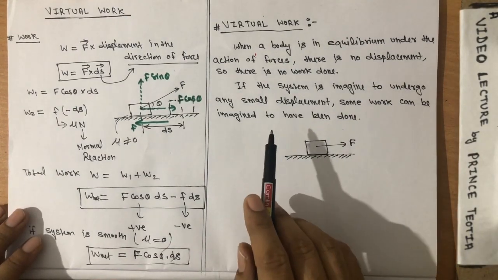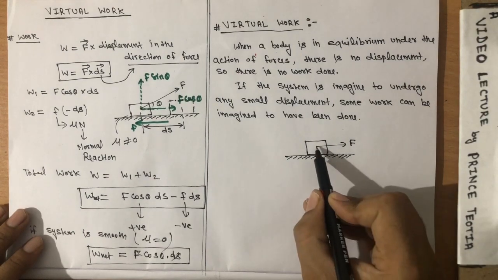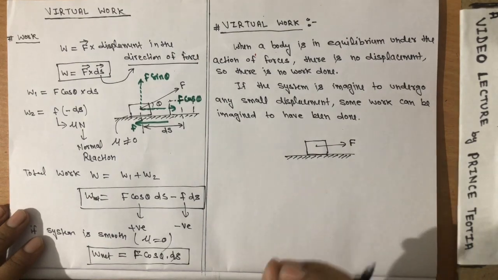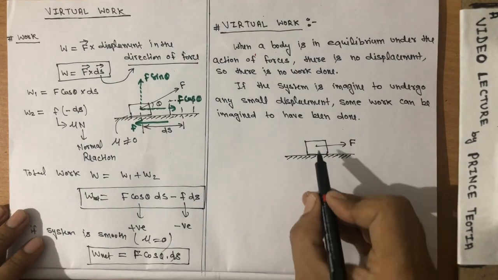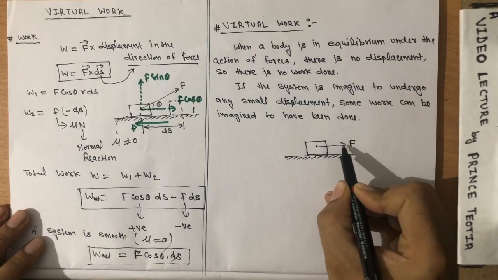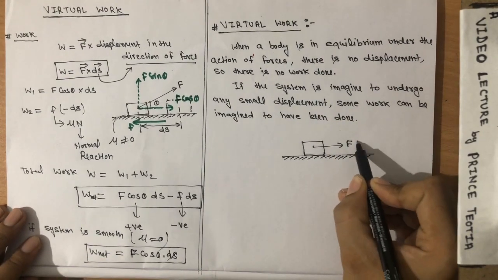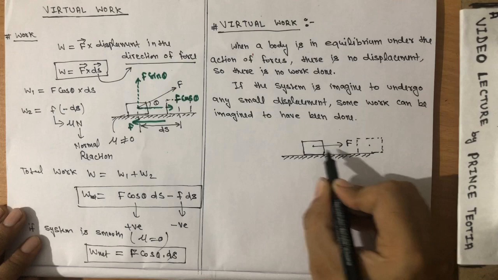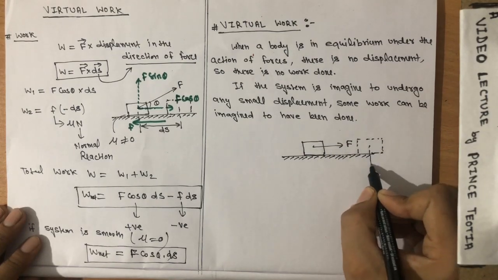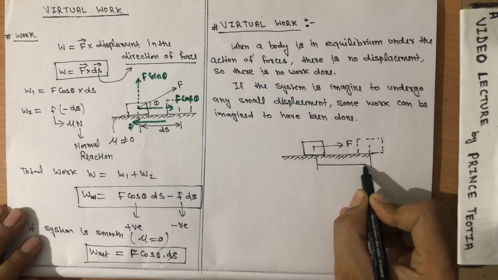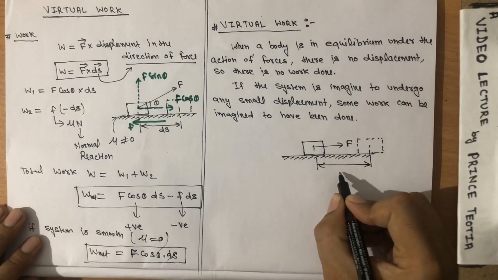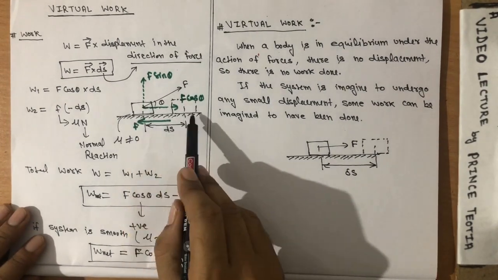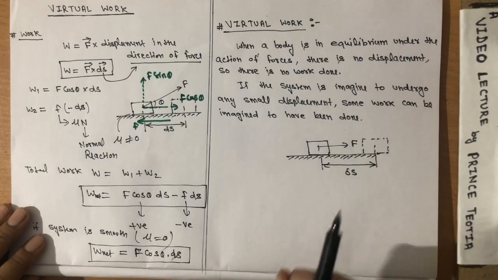But in the concept of virtual work, what we do, we imagine that the block will be displaced with some small displacement. We imagine that this block will be displaced by some small distance. This is very small actually. I just magnified it. This is very small, and this small displacement is delta S. Okay, ds we used for a large displacement. If we use the delta, means that is very small.